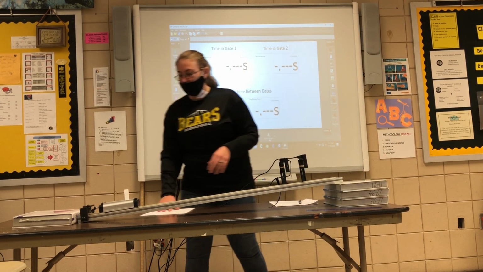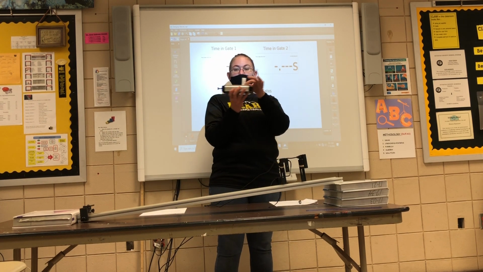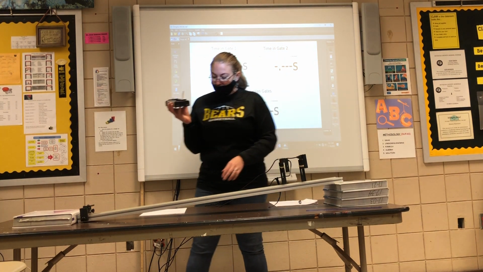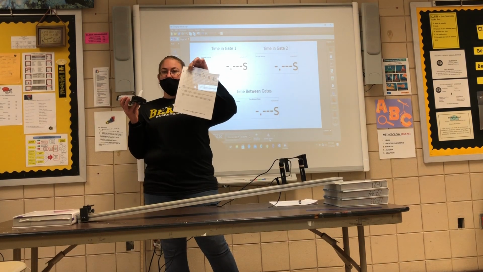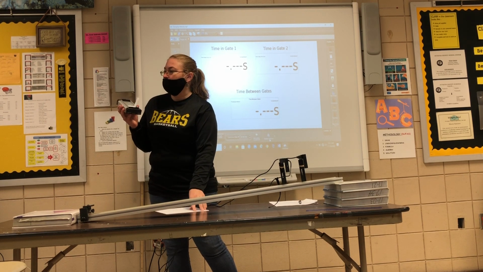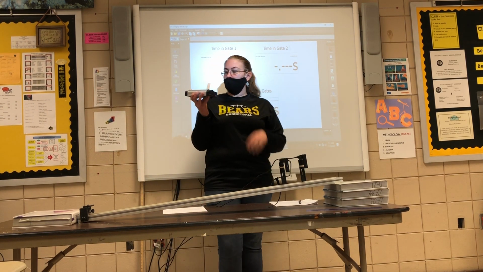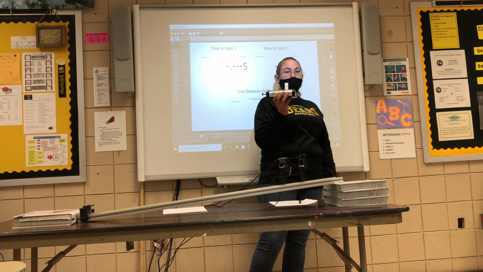The time that we're recording that's going through is the flag on this card. It's just an index card. Go ahead and on the top right corner, right above that chart, it says cart flag width. That's 0.02 meters. The width of this flag is 0.02 meters.